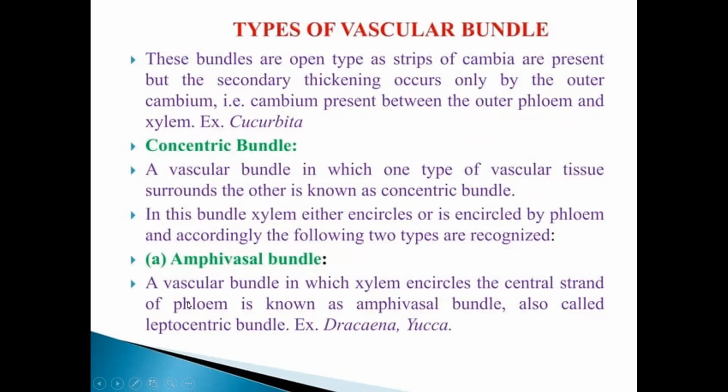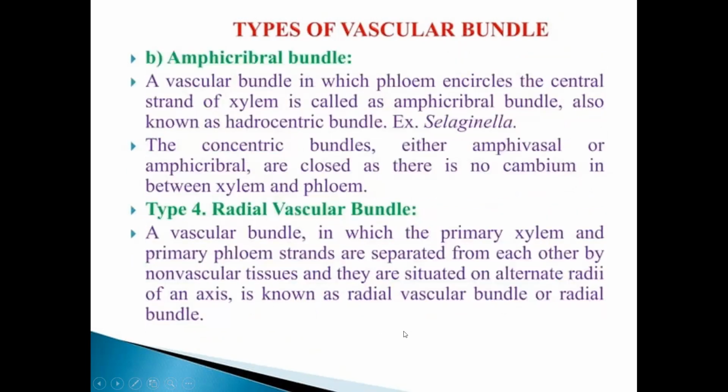So this is also an important point. Amphivasal vascular bundles are seen in Dracaena and Yucca. So this is an important question. Next one is amphicribal. A vascular bundle in which phloem encircles the central strand of the xylem. So here the xylem is present in the center and it is surrounded by the phloem. It is called amphicribal. It is also known as hadrocentric. An example for this is Selaginella.